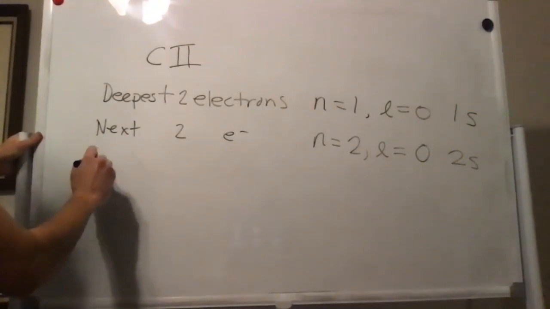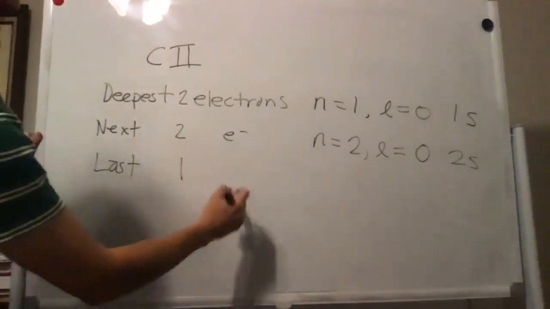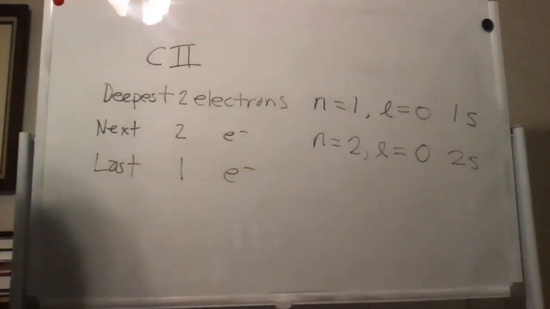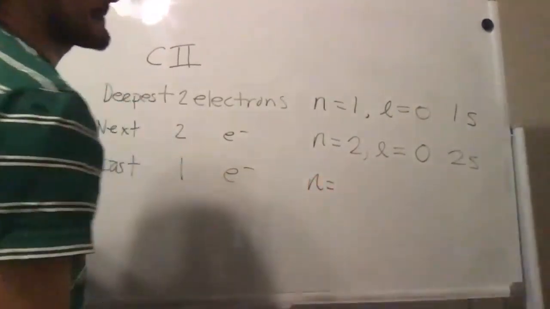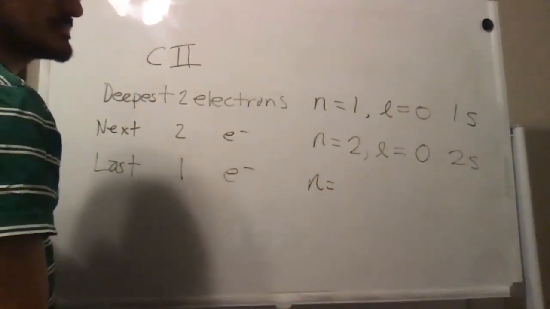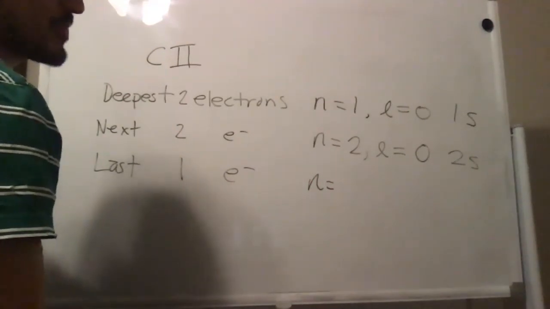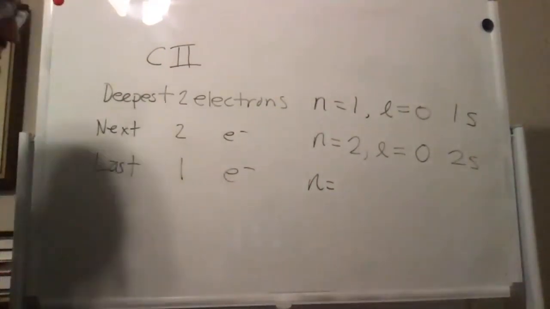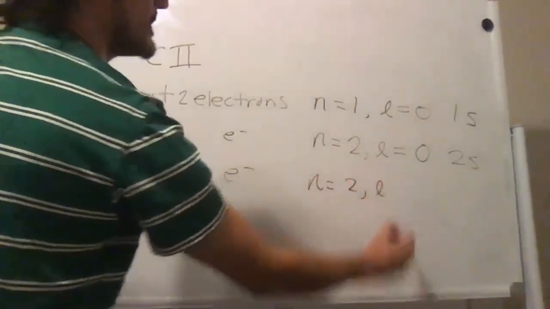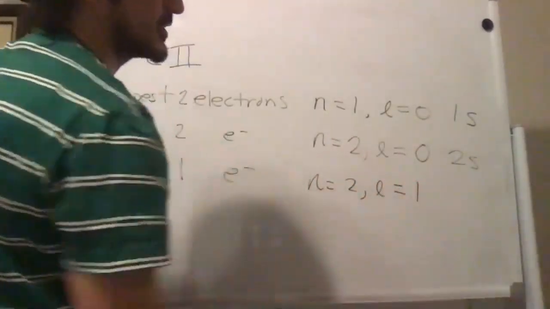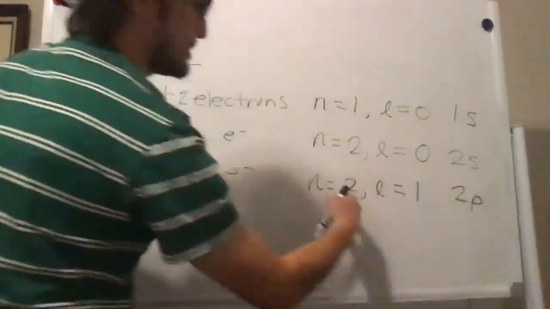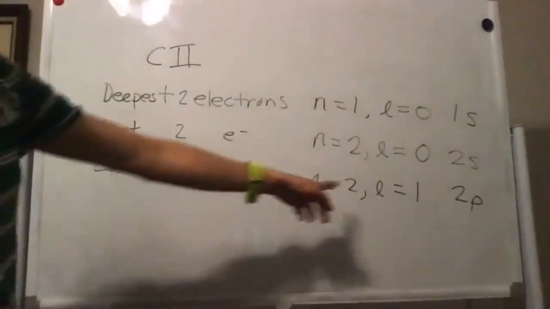What about the last electron, the valence electron? What is it? n equals what? It should be n equals 2, right? And what orbital is it? I think that's 1p. 2p. Yeah. There's no 1p, but 2p.